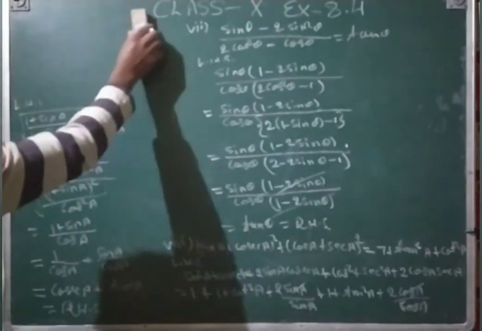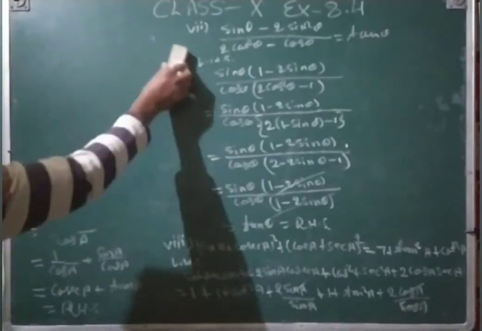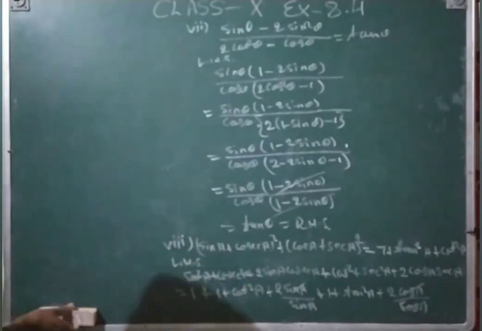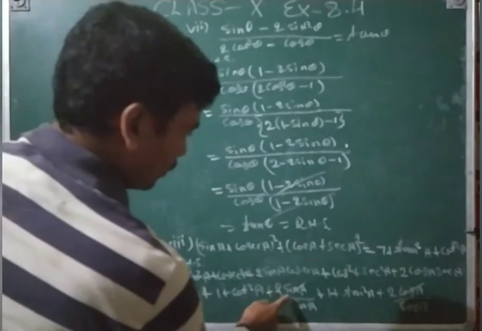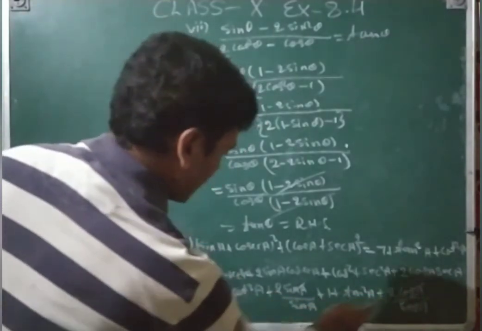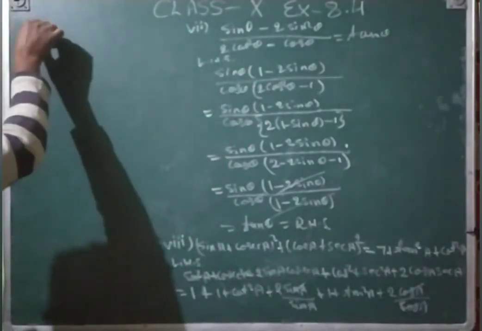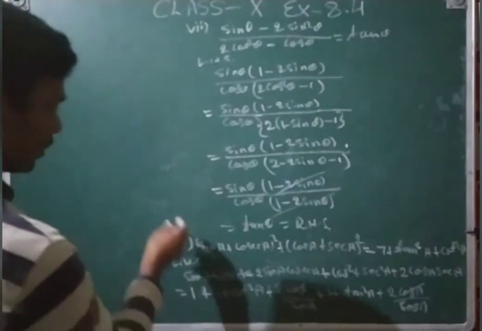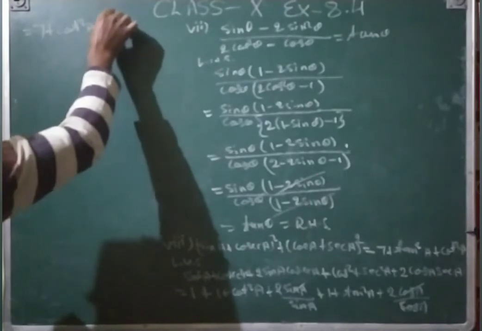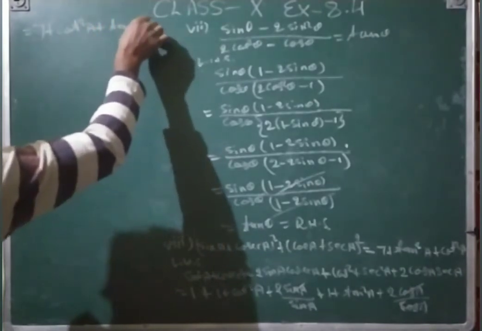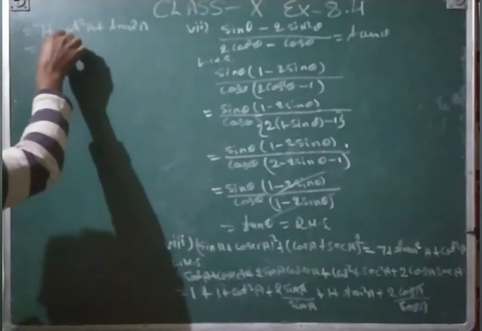and then after, 1 plus 1 is 2, 2 and 2 is 4, 5, 6, 7. So that is 7 plus what is left, cot square A, then tan square A is also left, is equal to RHS.